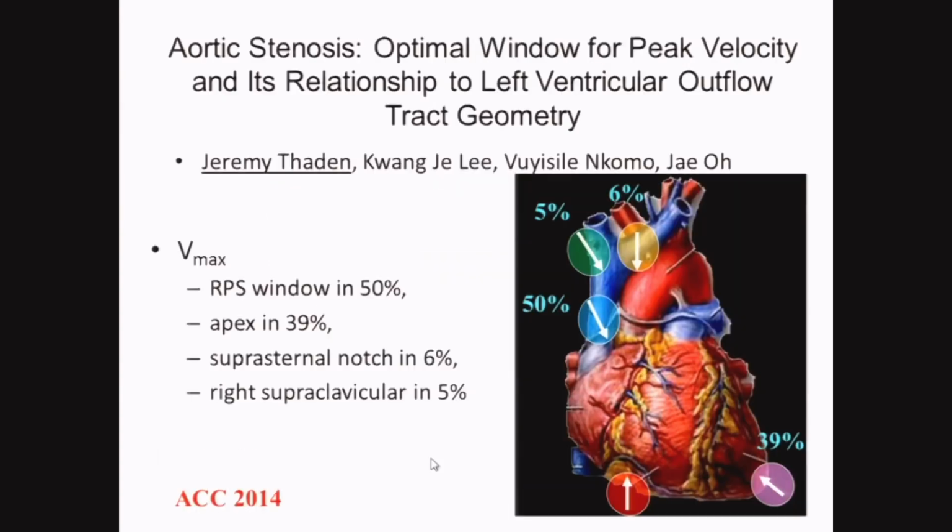Now, I think some people still underestimate the gradients by not picking up the right window to get the gradients from, and it has been shown for almost 10 years that the right parasternal window is the most fruitful for getting the proper gradient. It's more efficient than the conventional apical view.